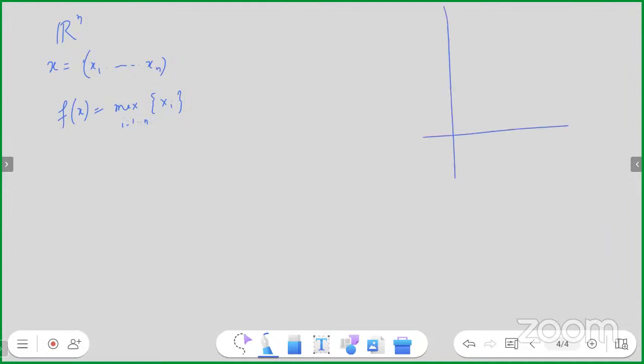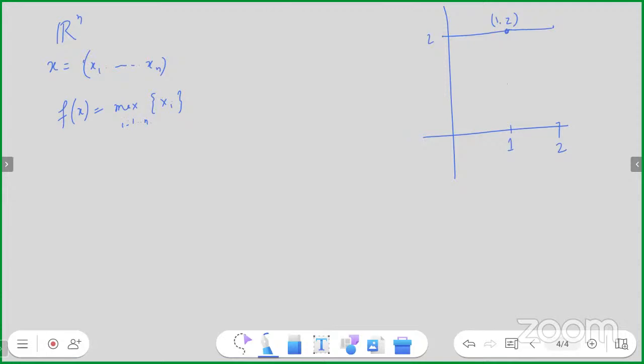Suppose I pick 1 comma 2. It's just going to pick the value 2. That's what it looks like. What about 2 comma 2? It's going to remain 2. Just sketching, like I'm trying to see how this looks.